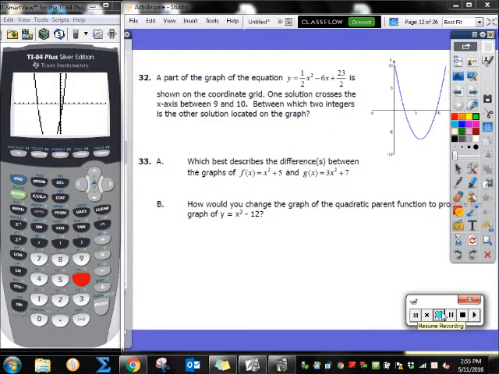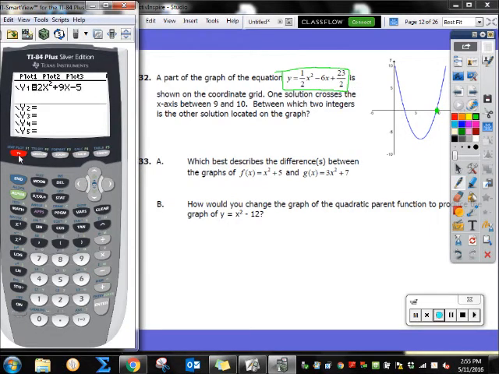Number 32, a part of the graph of that equation is shown on the coordinate grid. One solution crosses the x-axis between 9 and 10. So I can tell that this one, that's this right here. Between which two integers is the other solution located on the graph? And you may be thinking, well, they forgot to put grid marks, but that's actually on purpose because we want you to use this equation and find that other zero.